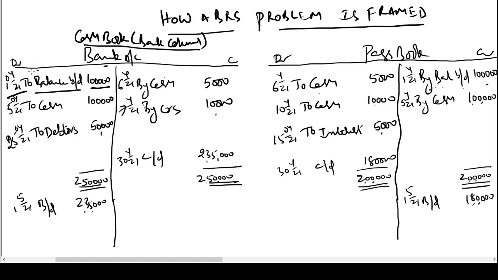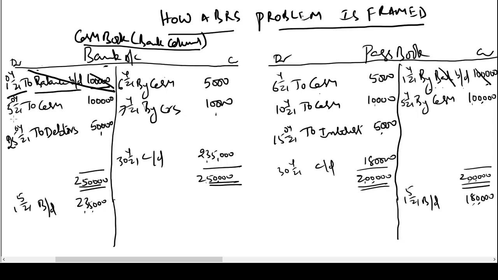So we can say this cannot be the reason for difference. We'll strike it off, because the corresponding entry is there in both the books. If all the entries are recorded by both the parties properly, then there will be no difference at all. If a debit in our books has a corresponding credit in the books of the bank, then there will be no difference.